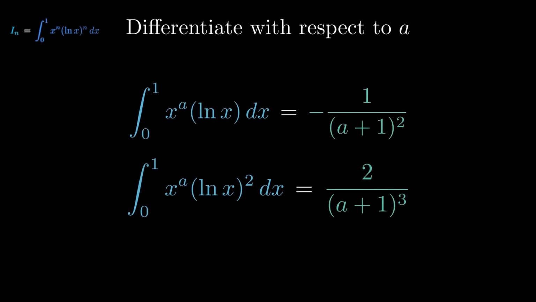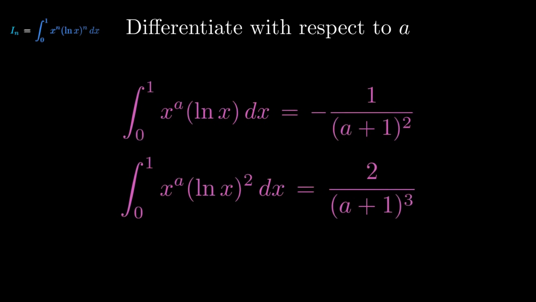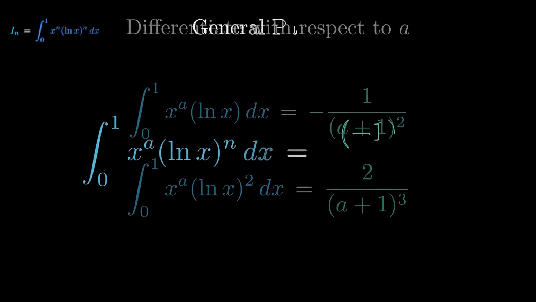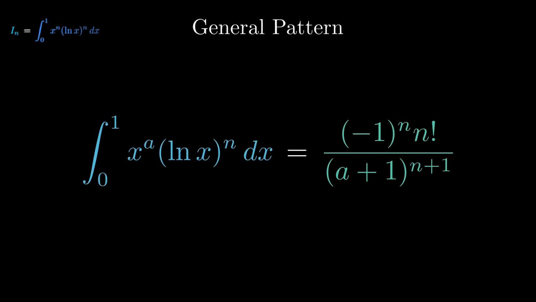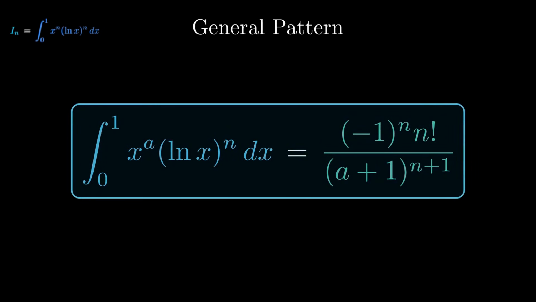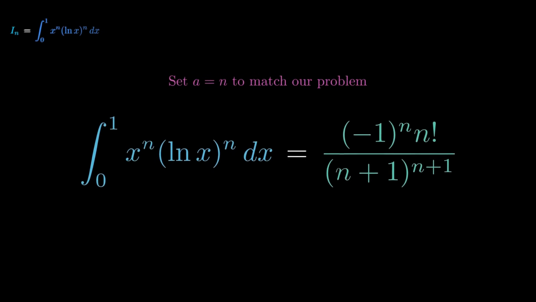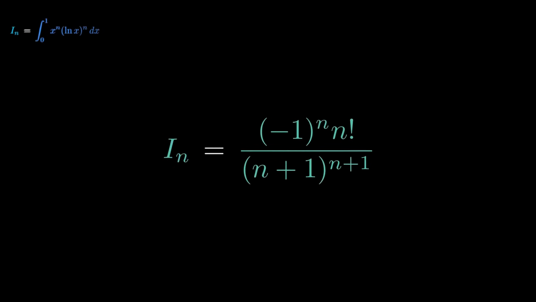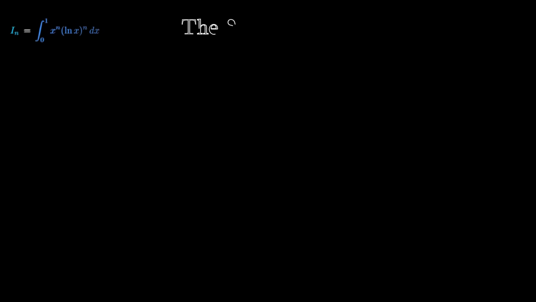Differentiate again, and a pattern appears. Each derivative adds one more power of ln x and pulls down a factorial. In general, the integral from 0 to 1 of x to the a times (ln x) to the n dx equals (negative 1) to the n times n factorial over (a plus 1) to the n plus 1. Now set a equal to n, and that gives I_n exactly. We are ready for the clean payoff.